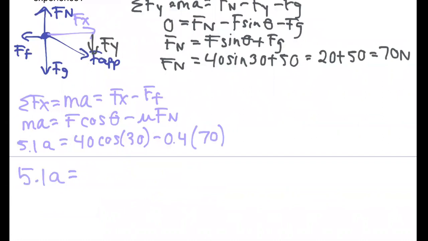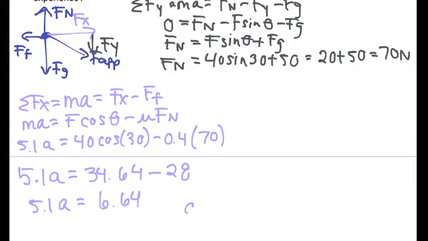5.1a equals that 40 times cosine 30, but the same number comes out, so we still get this 34.64 minus, however, now we've got 0.4 times 70, which gives me 28. 5.1a equals 6.64, which gives me an acceleration of 1.3 meters per second squared.